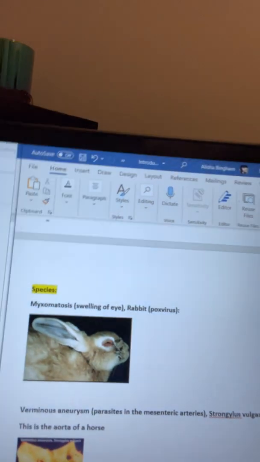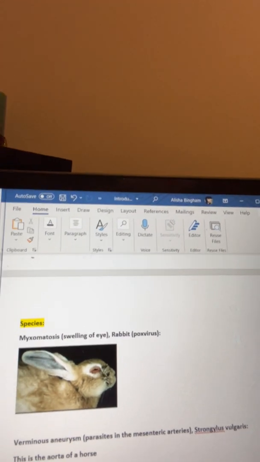So starting with the intrinsic predisposing factors of disease, like I said, species, breed, age, sex, color, and idiosyncrasy. We're going to start with species. So this is myxomatosis, so swelling of the eye in a rabbit.